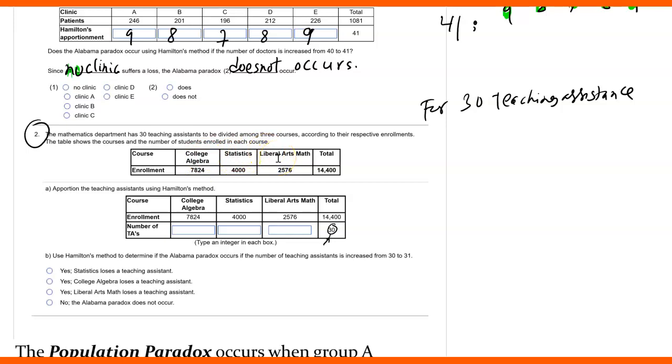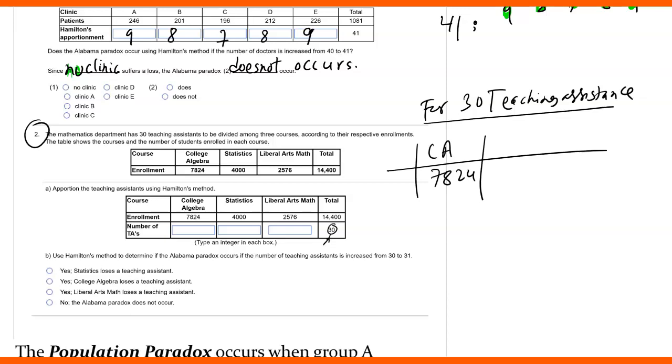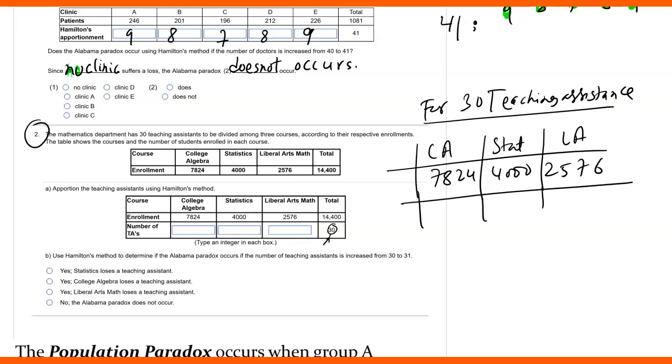Let me make a table for 30 teaching assistants. For 30 teaching assistants, what is the apportionment? College algebra, I put CA, 7824, the population. Statistics, the population is 4,000, and liberal arts population is 2576. Okay, and the total, I don't have to write it down, but the total population is 14,400. This is enrollment. Okay, now let's do the Hamilton.